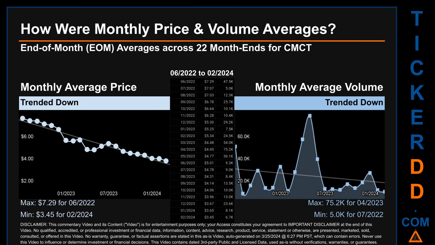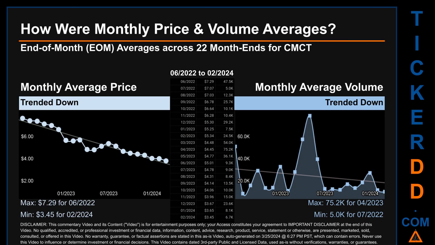How were price and volume averages for CMCT? Across 440 trading days, there were a total of 22 month ends, of which monthly averages for daily price and volume were calculated. Overall, monthly price average trended down while monthly volume average trended down.